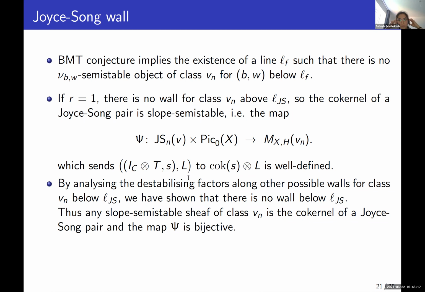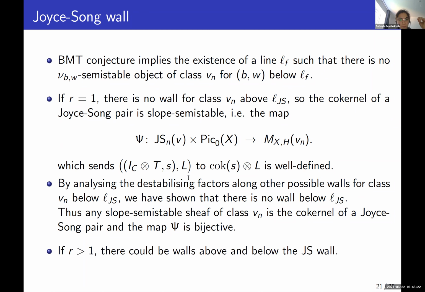Okay, so if there is no question, I can go to higher rank, but... Sorry, can I ask a question here? So in this rank one case, I think this MXH of Vn is some kind of relative Hilbert scheme, for Hilbert scheme of points on a hyperplane section. Yes, I think so, yeah.